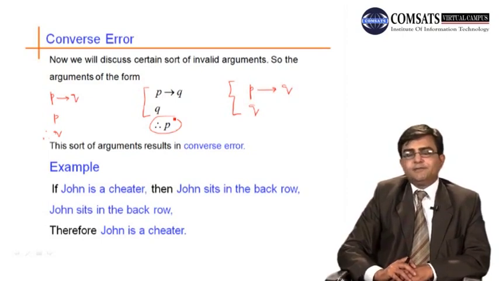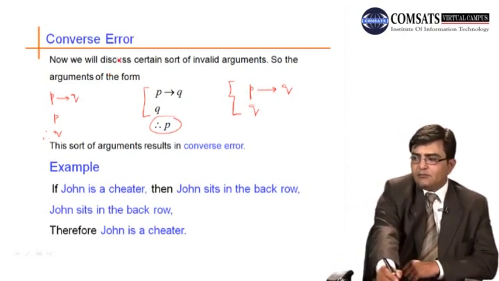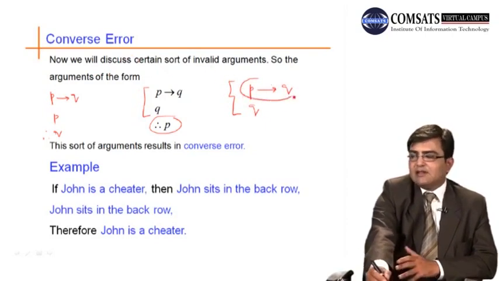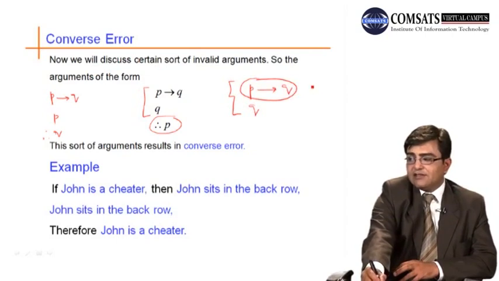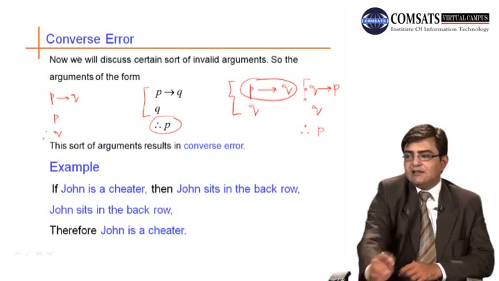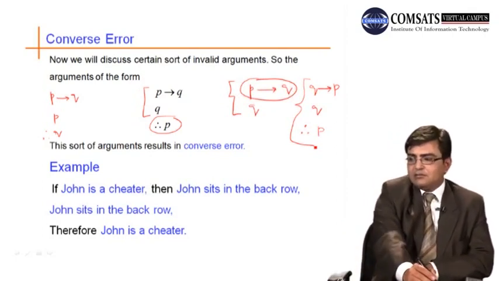Such an error is called converse error. Why is it called converse error? Because if we take the converse of this conditional statement, what is the converse? The converse of a conditional proposition P implies Q is Q implies P. If we take its converse and the remaining premises stay the same, then we can conclude P. So now this is the true form of modus ponens, which is equivalent to this form.